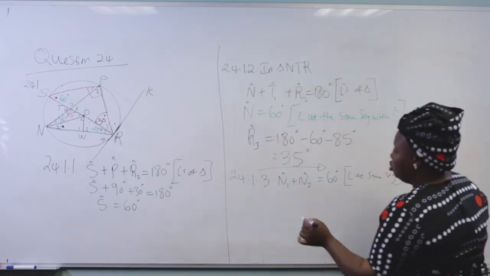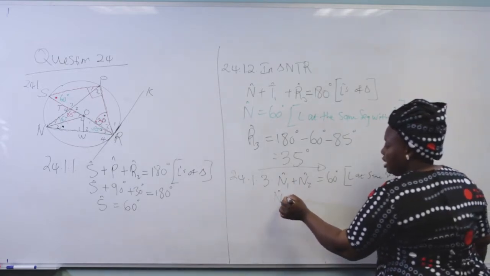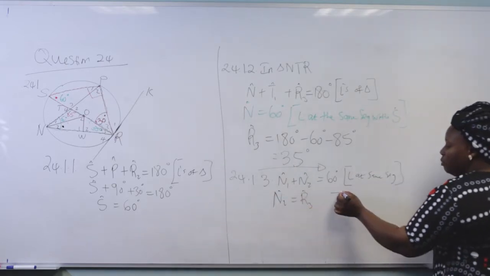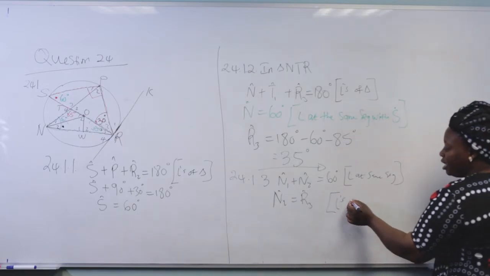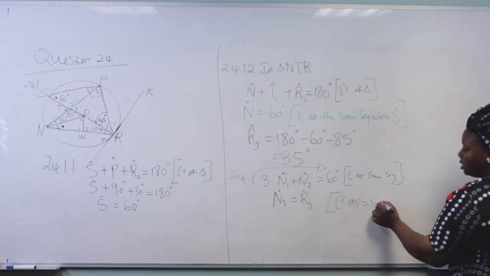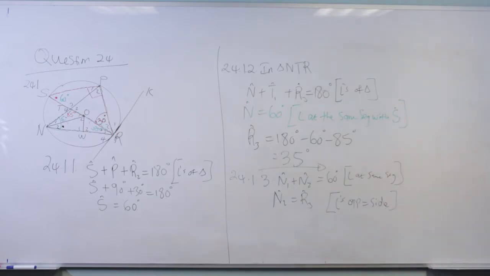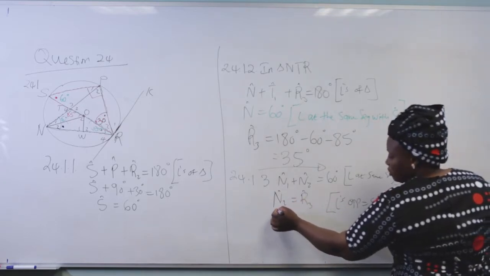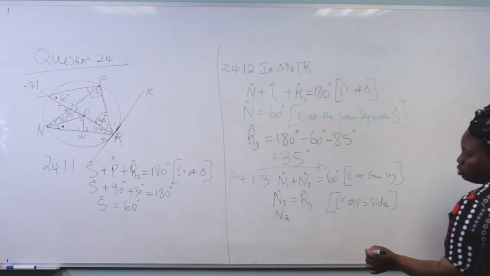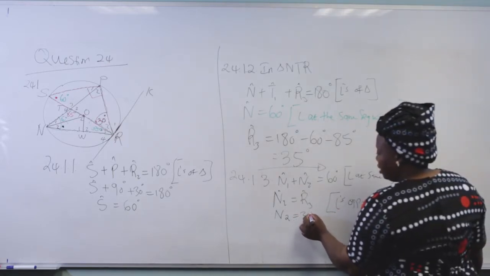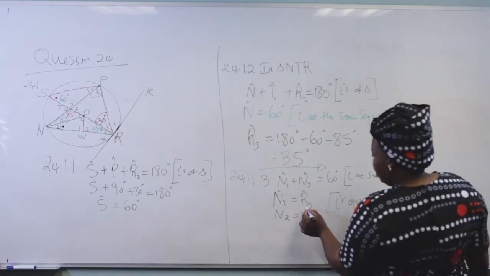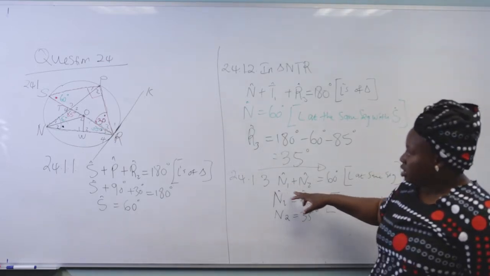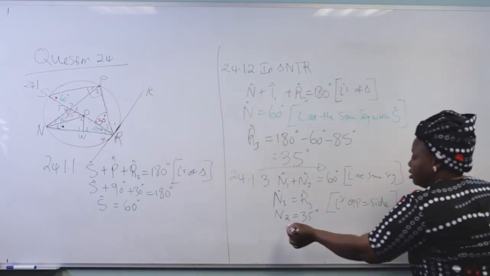And then N2 is actually equal to R3, because they are angles opposite equal sides, or you can just specify the sides and say the radius. Now N2 will be equal to 35 degrees as well. Or you could have said N2 equals 35 degrees, so you are done. That's what we were supposed to find.